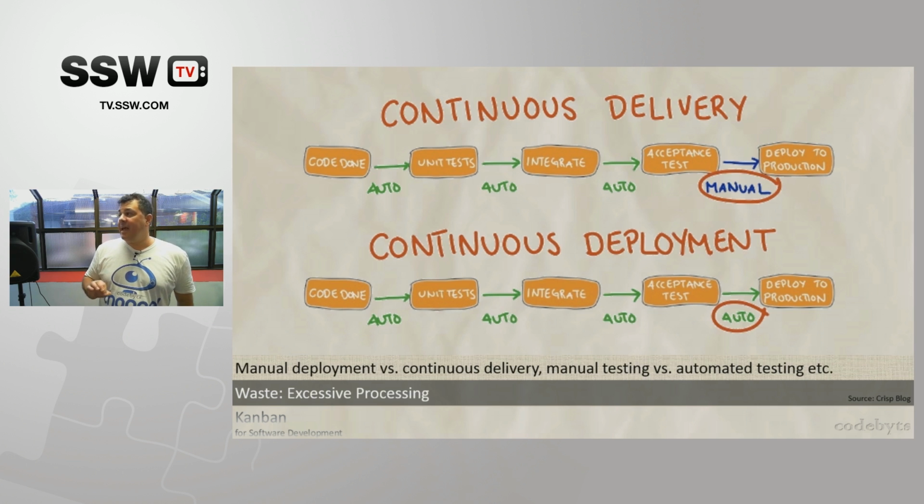And then we have excessive processing. And this excessive processing in us is basically, hey, are you doing manual deployment, or are you doing automated continuous deployment? Are you doing manual testing, or do you have some automated testing? Are you doing test-driven development? Are you doing behavior-driven development? If we are not doing any of this, if we're doing everything in a manual way, that's a waste. That means that we're spending time on things that bring no value to us, to our customer, to the product at all.